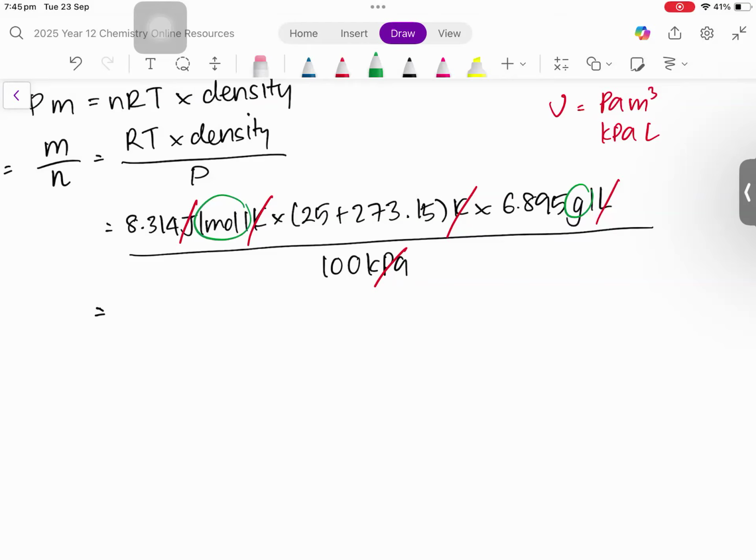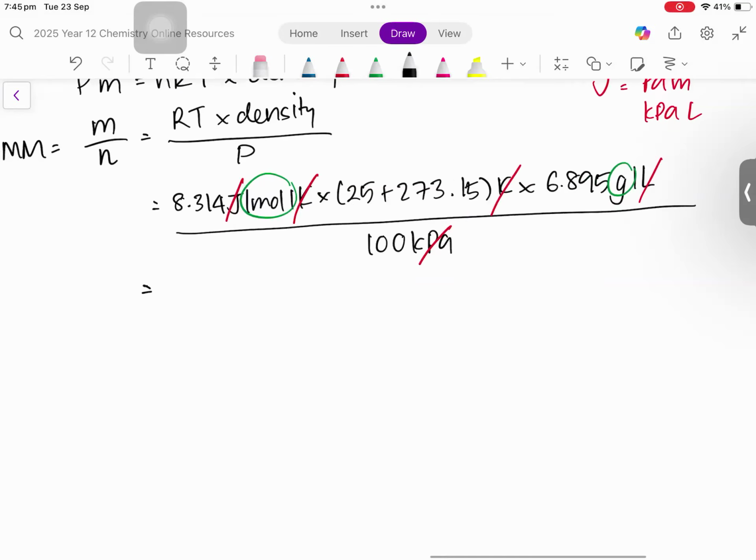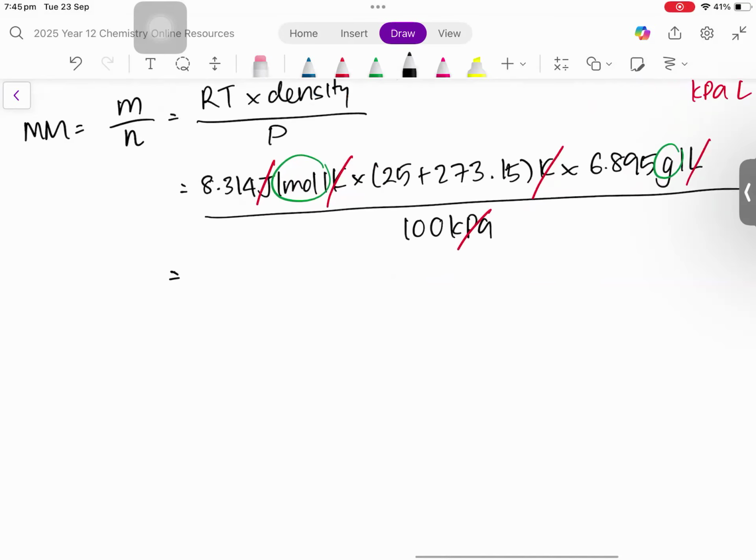Okay. What do you get when you sub this into the equation? Carefully, 8.314 multiplied by, in brackets, 25 plus 273, multiplied by 6.895 divided by 100 kPa.